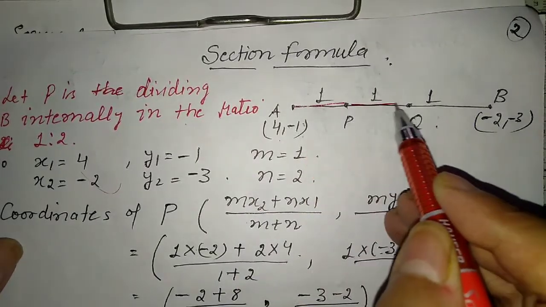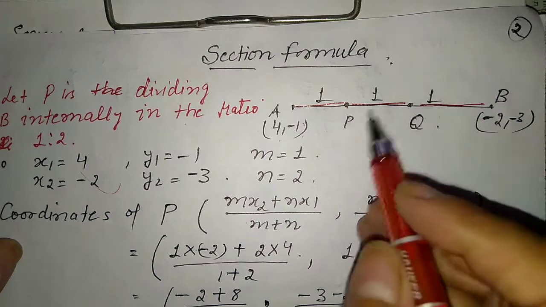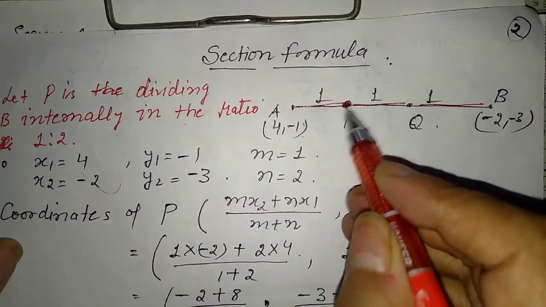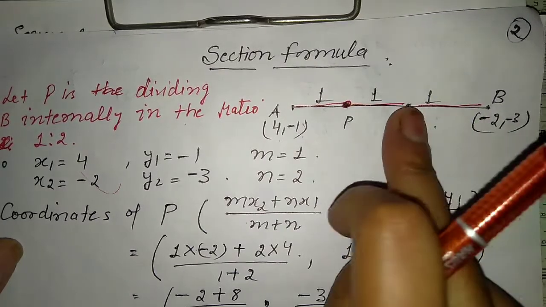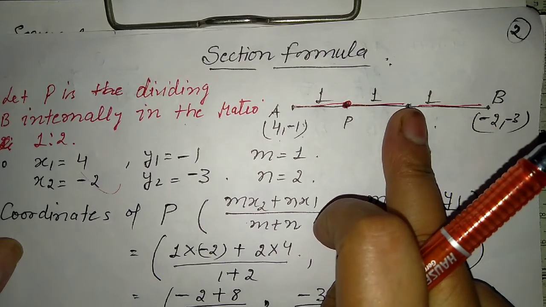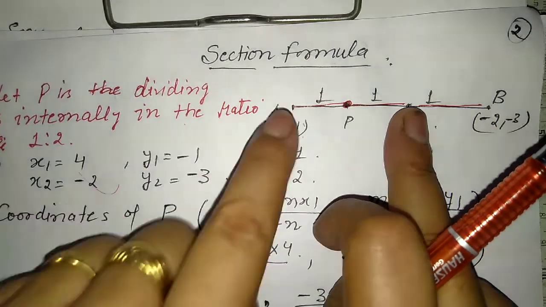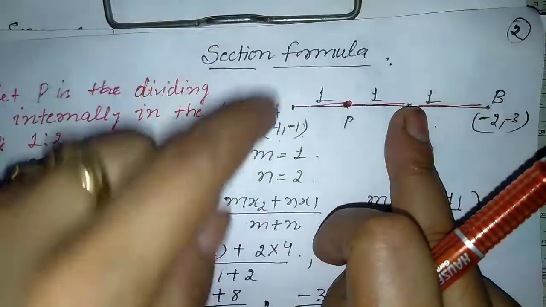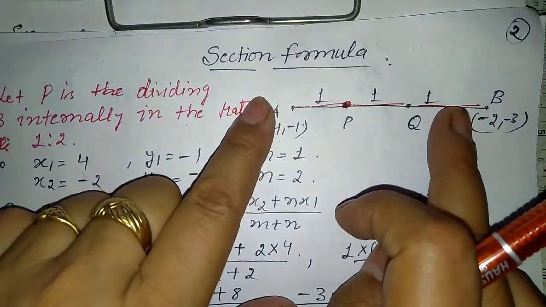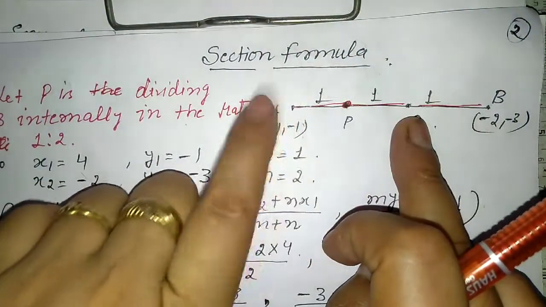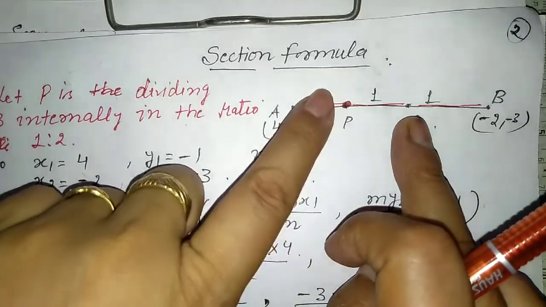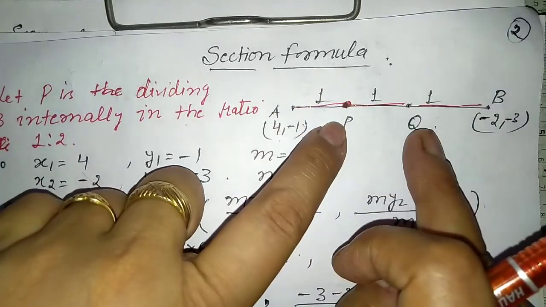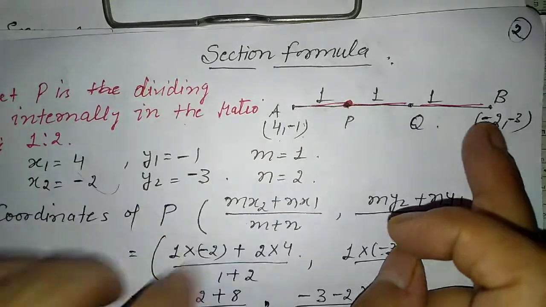1 part, 2 part and 3 part. So first we are talking about point P. Forget about point Q; this point is not here. So A, B is trisected, which means 3 equal parts are here. P and Q: one part is AP, the second part is PQ and the third part is QB.